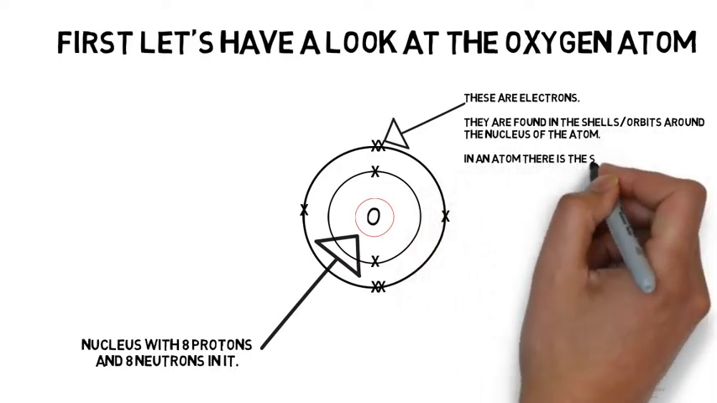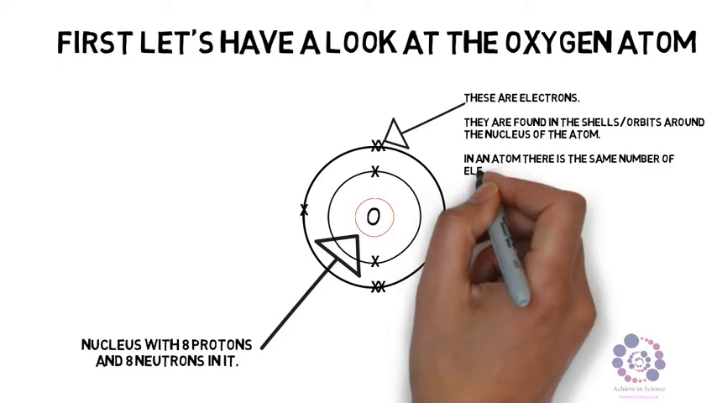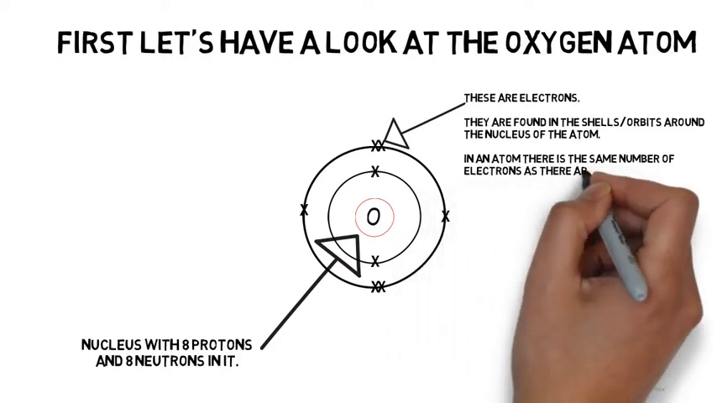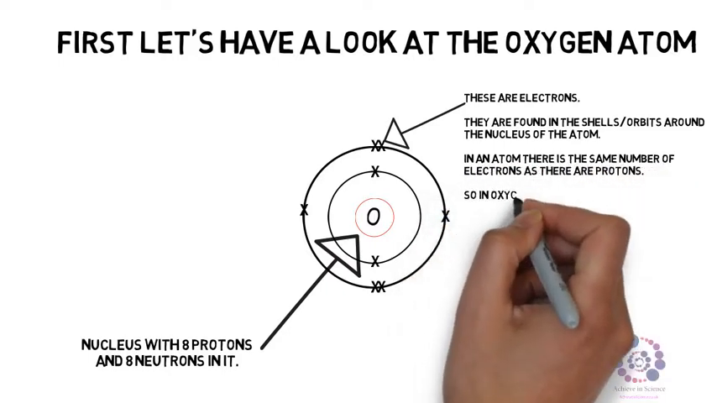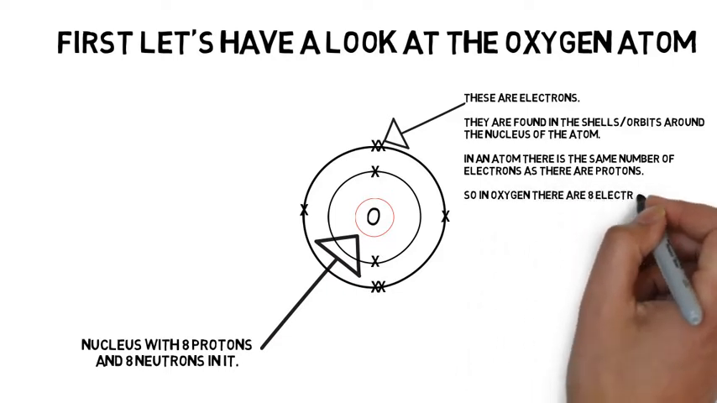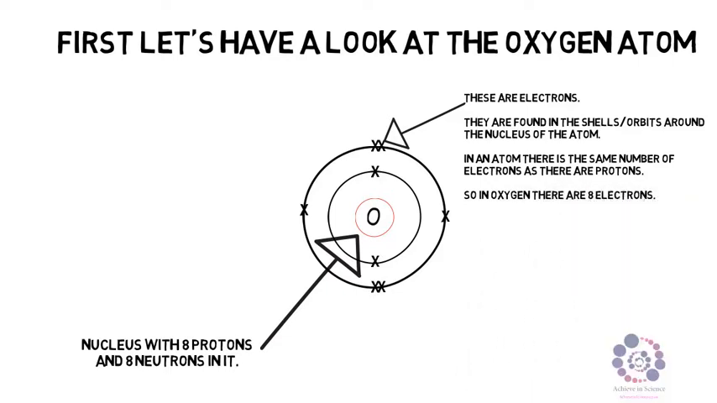Now if we go back to the table, we can begin to fill this in. So we can already see that protons and neutrons are found within the nucleus of the atom, and the electrons are found within shells and orbits.